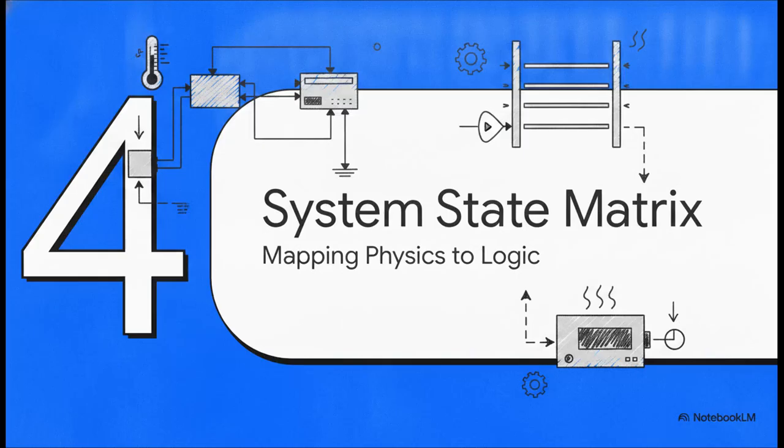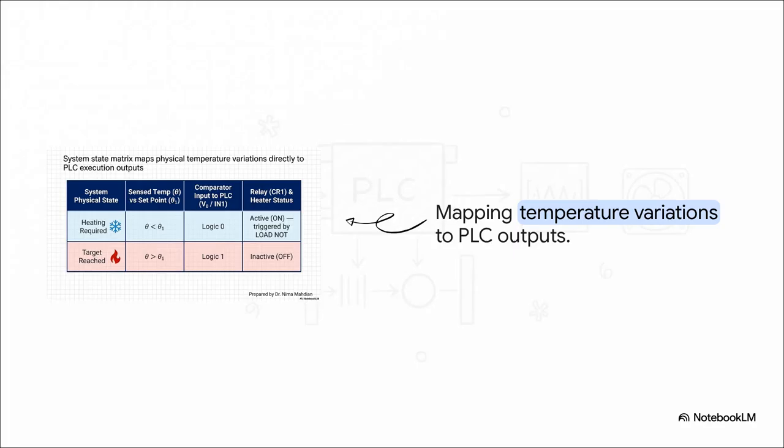Which brings us to Section 4, System State Matrix, Mapping Physics to Logic. The system state matrix is a great way to organize everything we've talked about so far. Let's walk through it together. Looking at the top row, the physical state is heating required. This is what happens when our sense temperature theta is lower than our set point, theta 1. The comparator sends a logic 0 into the PLC, and because of that tricky load not instruction we just learned about, the logic 0 actually forces the relay, CR1, and the heater status to become active, or on.